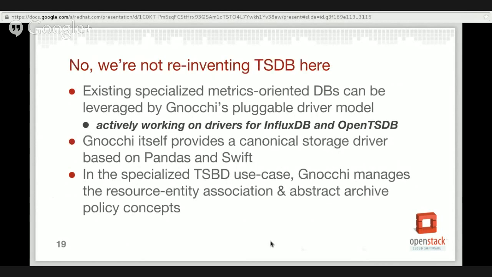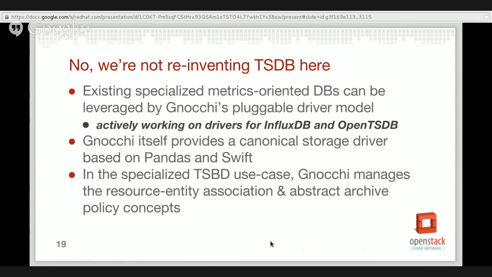Now, one common criticism that is often leveled is the whole reinventing the wheel idea, that this is existing technology. There are time series databases out there. Why are we reinventing the wheel? So basically, I suppose the point is that we're not reinventing the wheel.